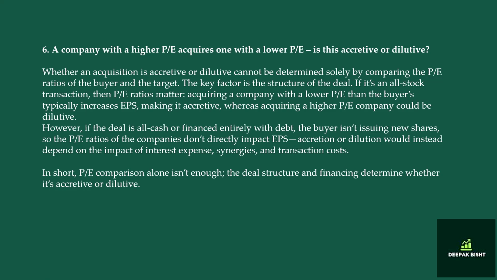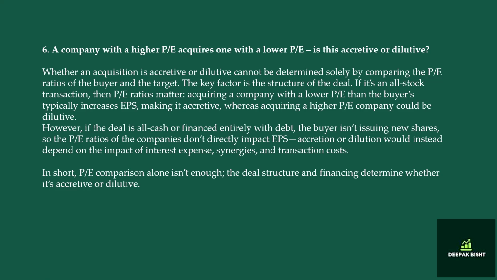The second point you need to consider is the deal structure. If it's an all stock deal, the buyer issues new shares to fund the acquisition, and the EPS is affected because of the denominator increase. The PE logic applies here. A lower target PE relative to the buyer is accretive, and a higher target PE ratio is dilutive. And in an all cash deal, the buyer pays cash.